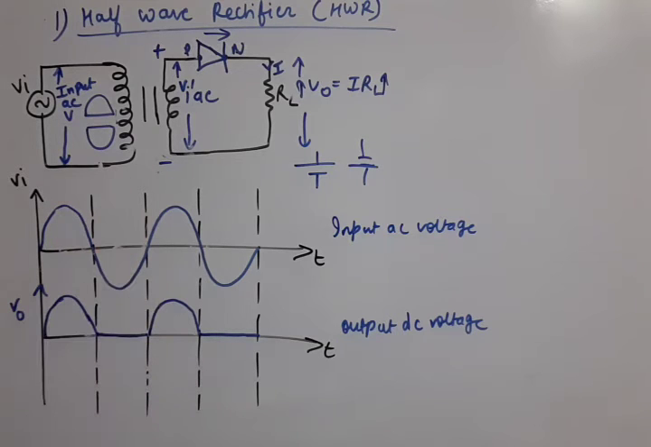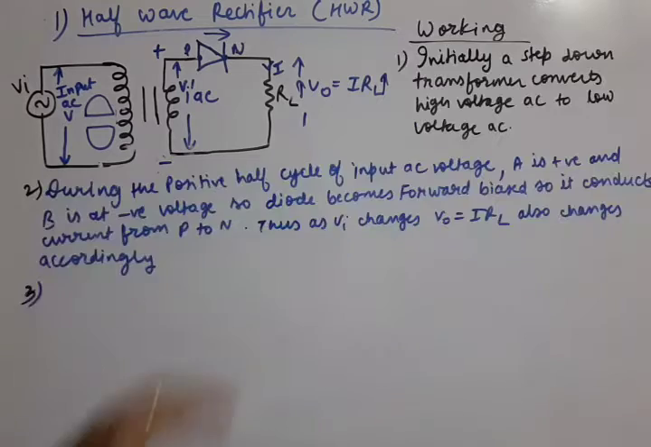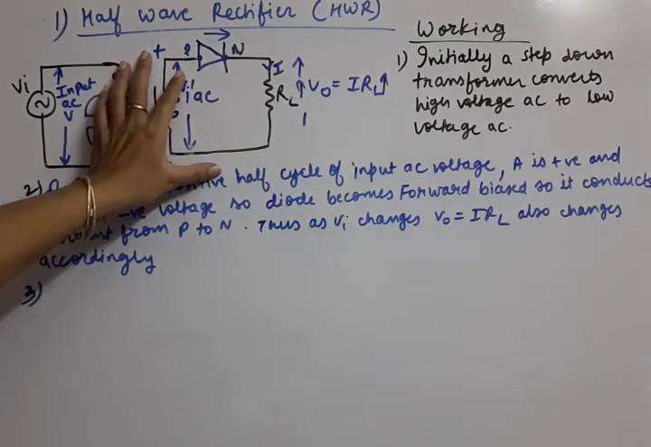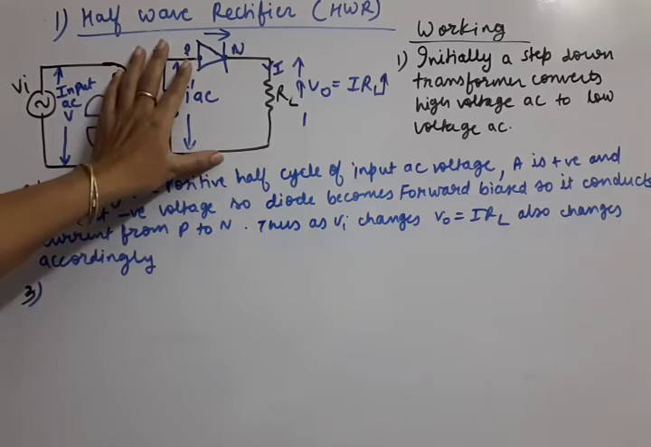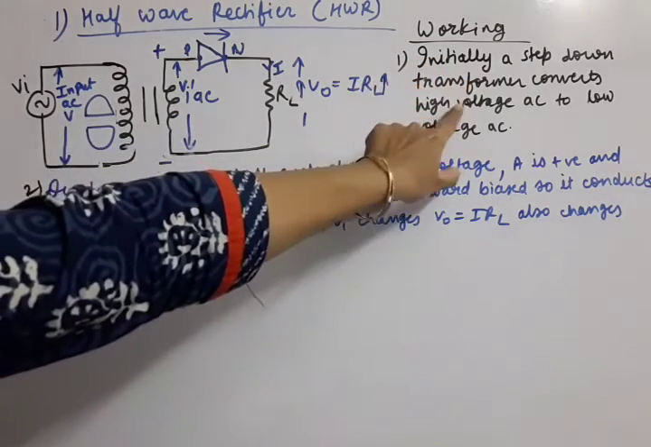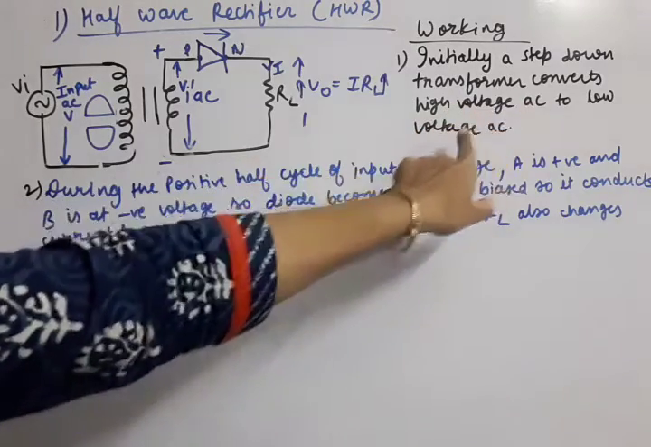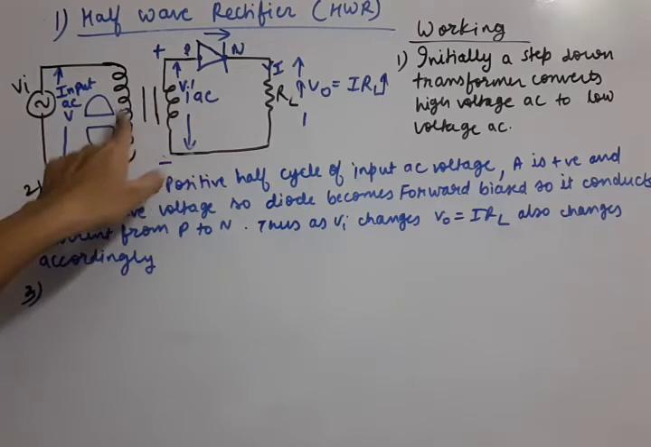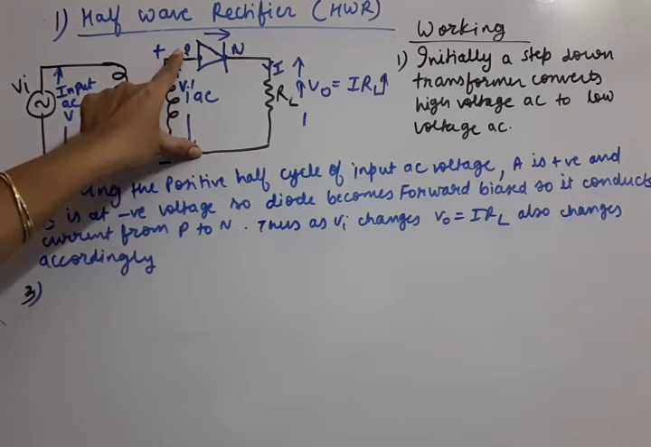So let us write the functioning, the working, in the next sheet. Note down. To understand the working steps, the circuit diagram should be in front of us. So the circuit diagram is still here. Now, working. Initially a step down transformer converts the high voltage AC to low voltage AC. So this is the high voltage AC, and the step down transformer converts it to low voltage AC. So still it is AC only.